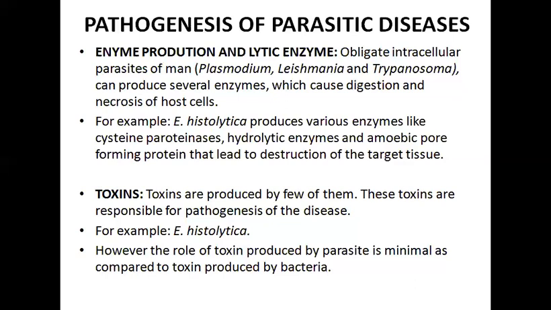And these parasitic forms can also produce certain toxins. Toxins are produced by a few of them. These toxins are responsible for the pathogenesis of the disease. For example, we have Entamoeba histolytica, which produces different toxins.